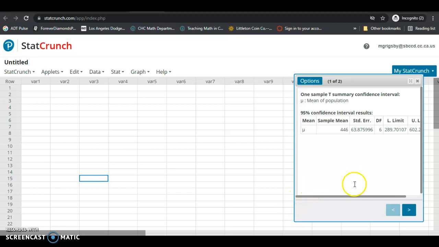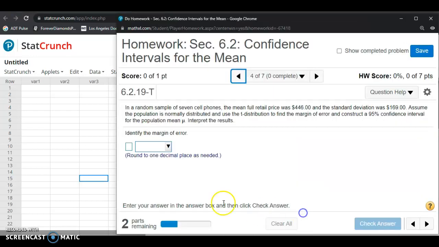Okay, so after you click compute, it tells us that we have a 95% confidence interval for the population mean. The mean of our sample was 446. Standard error was this number. The degrees of freedom, which is sample size minus 1, is equal to 6. But what we're looking for are the lower limit and upper limit. We're going to round those to 1 decimal place.